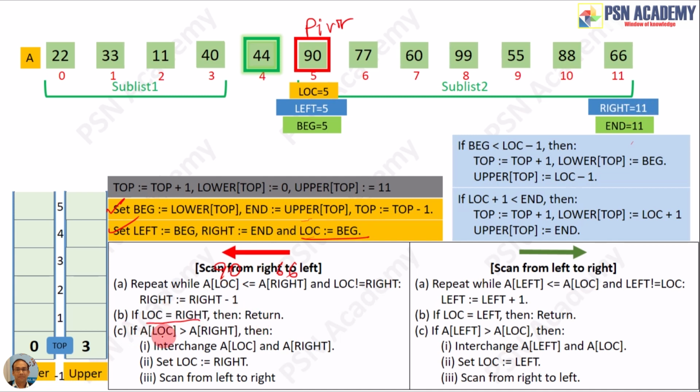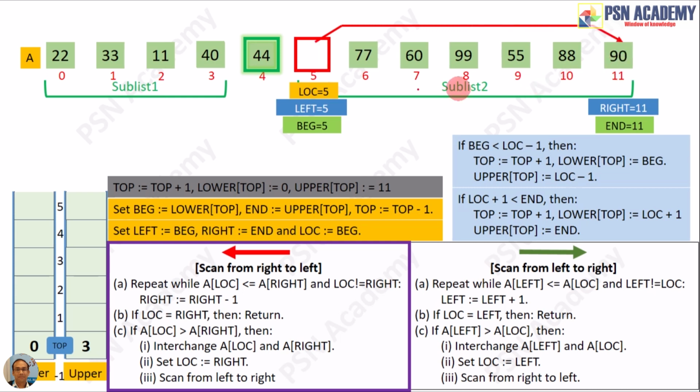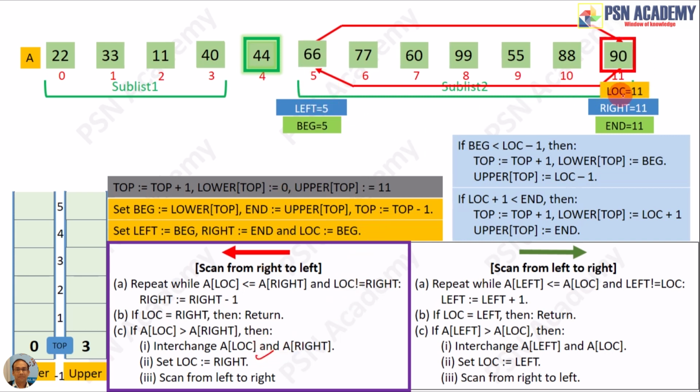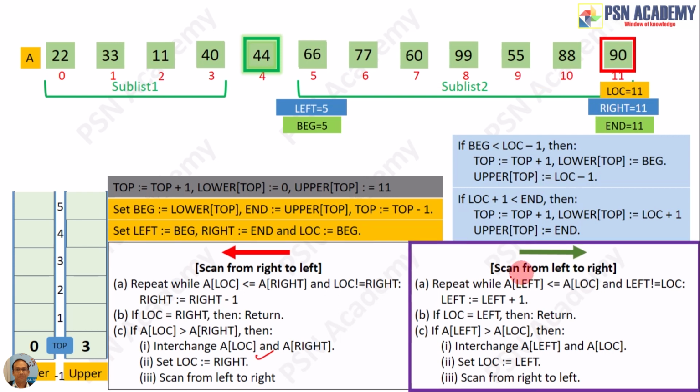Okay, LOC is not equal to right. So we go to step C and we find that A LOC, that is 90, is greater than A right, that is 66. So we interchange A LOC and A right. So 90 will be coming over here and 66 will be coming over here. This time there was no movement of right variable and directly the interchange has taken place. Right. Now we set LOC to right, this one. So LOC comes over here at 11 and then we move to this block. Now we start scanning from left to right. So what is A left? 66. And what is A right?